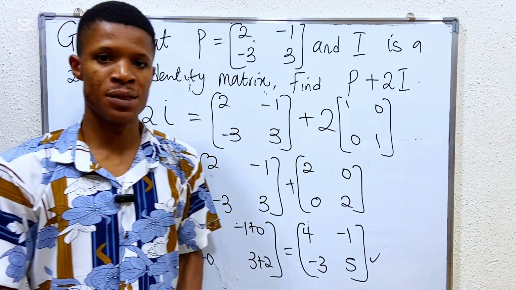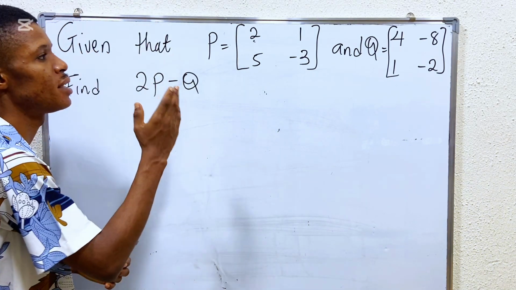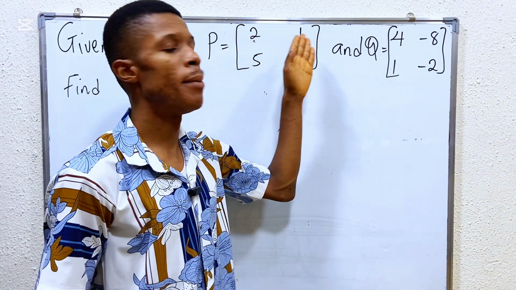Okay? Let's look at the next question on our screen. We are given that P is a 2 by 2 matrix of 2, -1.